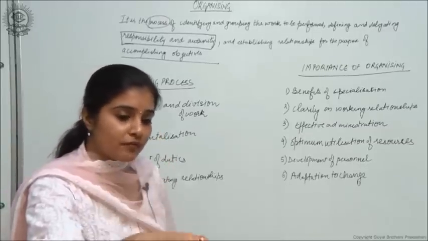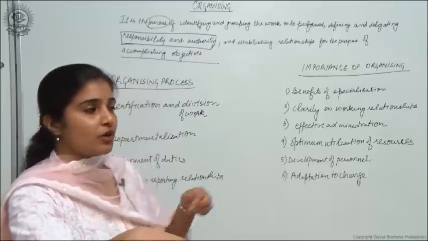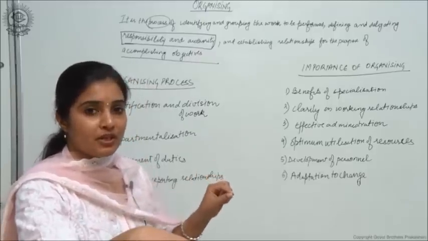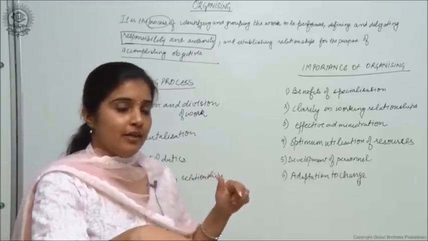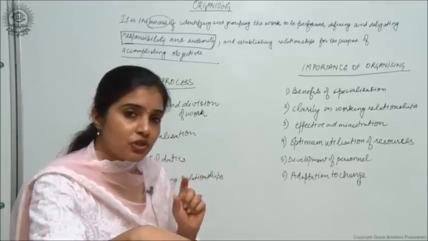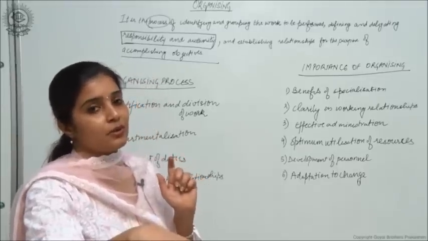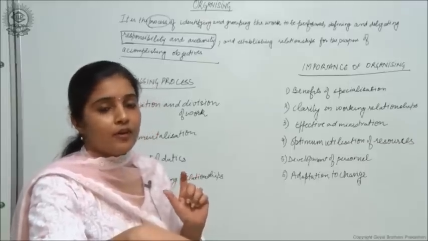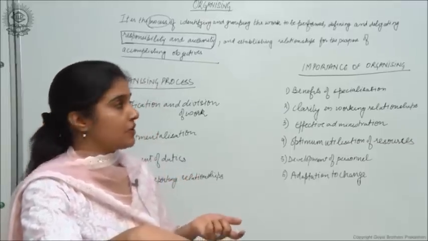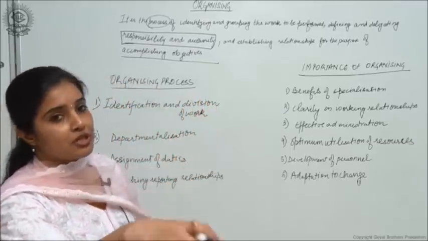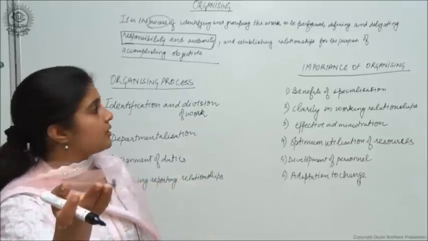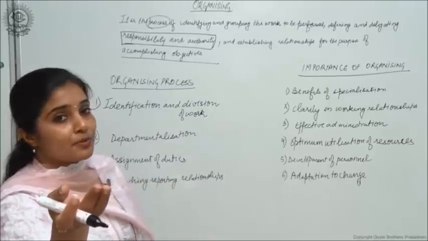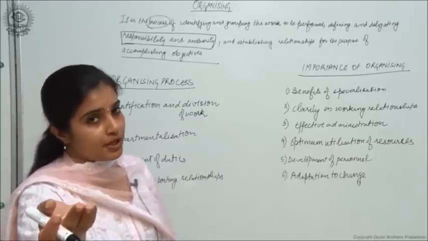That is why you have to define what is my area, what is each person's area of responsibility, and you also have to delegate the right amount of authority which is required to carry out that responsibility effectively and efficiently. Only then will I be able to work effectively. And establishing relationships, that is authority responsibility relationships for the purpose of accomplishment of organizational objectives.